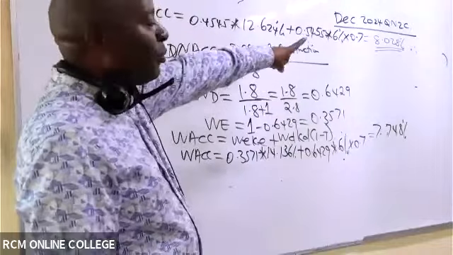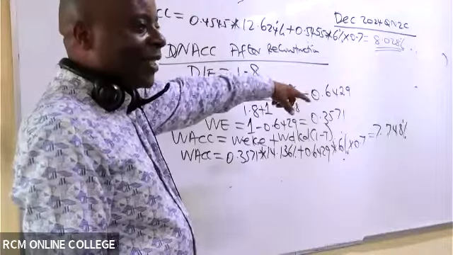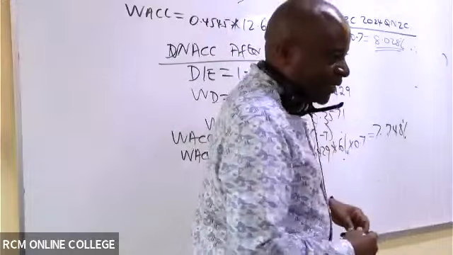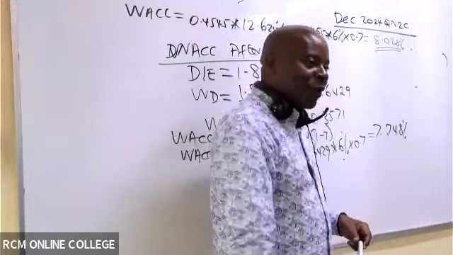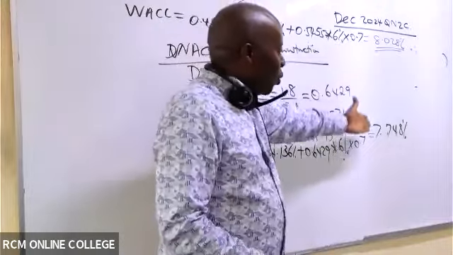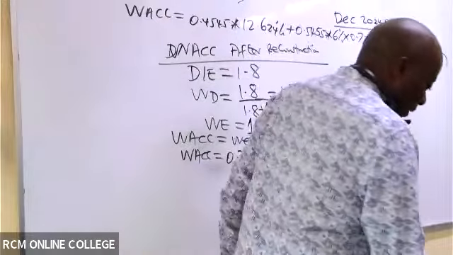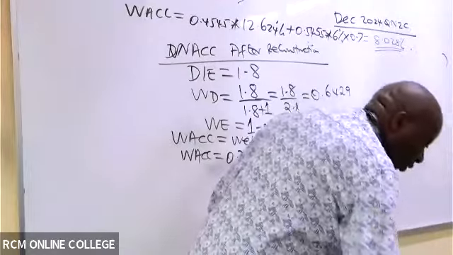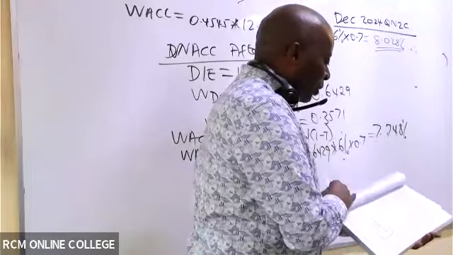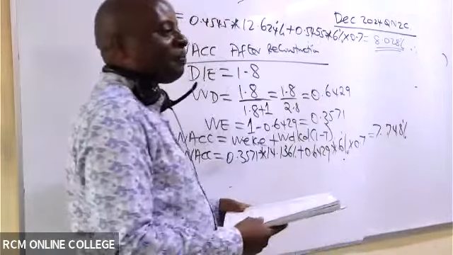So what are you able to observe from your WACC? WACC has reduced, and because WACC has reduced, we recommend reconstruction. Anything that reduces cost of capital is good for the firm. So WACC has reduced from this to this, and we recommend this reconstruction. This will always come in your exams.